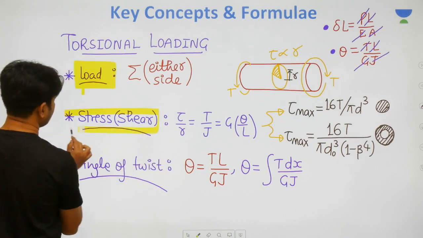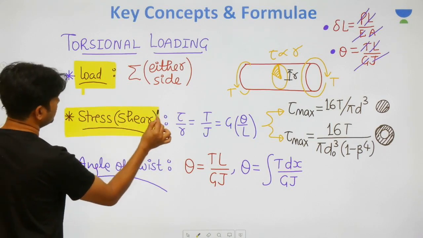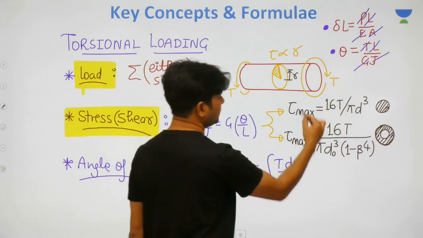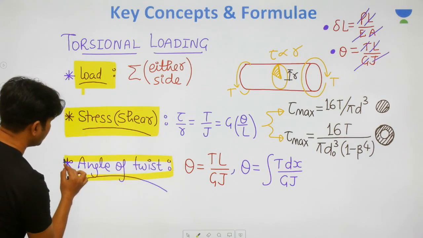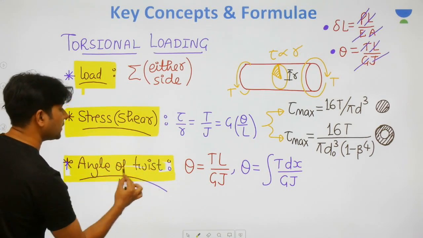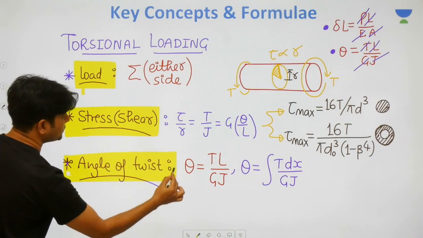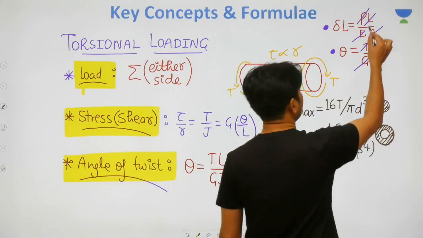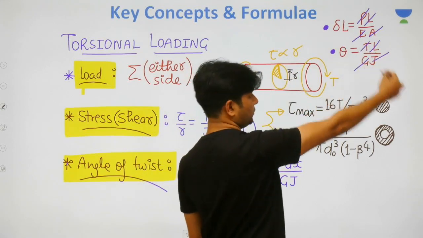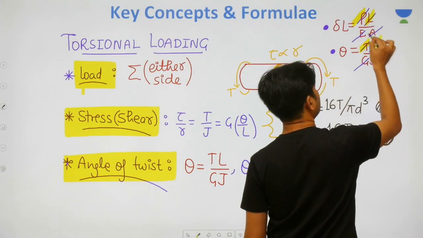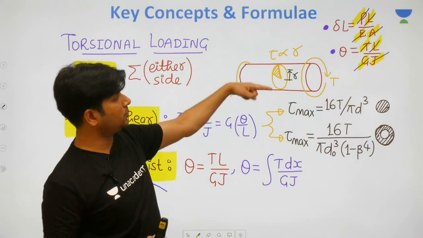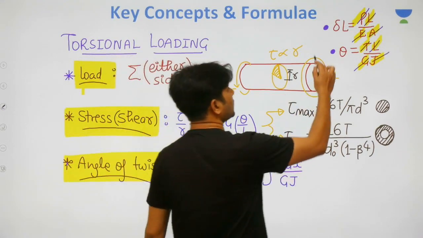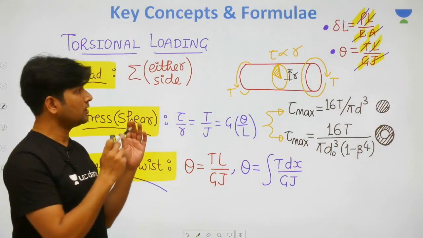The second thing that we must keep in mind is the shear stress formula. To calculate the shear stress at any given general location R, you use the torsion equation, but mostly we'll be interested in maximum shear stress values. And then we have the angle of twist formula, TL by GJ, T into L divided by G into J, which is strikingly similar. In the previous session, I told you that the way you write PL by EA, the same way you write TL by GJ: load, length, material property, cross-sectional dimensions.